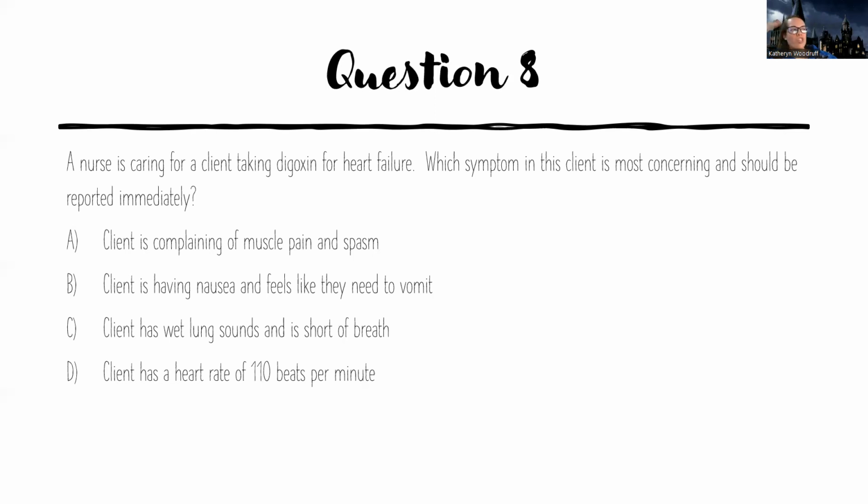But if they're having nausea and they feel like they need to vomit, that's a sign of toxicity. And if I give that digoxin, it's going to get even more toxic and they could actually end up with a very low heart rate. So the only one here that is directly related to digoxin as a sign of a problem is going to be B, the nausea and vomiting as a side effect. And hopefully that makes sense.